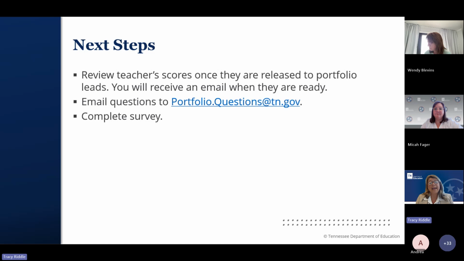Peer review is underway now, and it's going very well. Peer review ends on June the 13th, and then it will take us a few weeks after peer review is over to analyze the data ourselves on our team and look for anything that may be questionable, and then the scores will be released to you. So as soon as they're ready, I will send you an email and you'll know that they're ready for you to check in the platform.